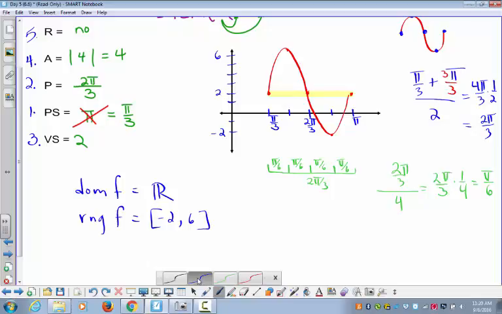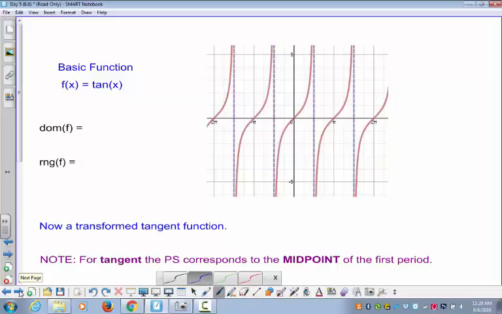All right, let's try another one. Let's go to the tangent. On Thursday, I summarized this, but let's just go through some of the characteristics again, because asymptotes and counting asymptotes can be a little bit tricky until you get comfortable with it. So here's a picture of tangent. The left asymptote of the first period is minus pi over 2. The right asymptote is pi over 2. So those are the left and right asymptotes.